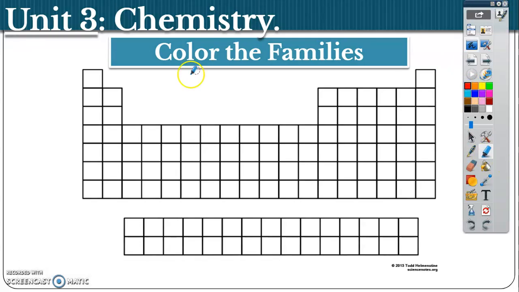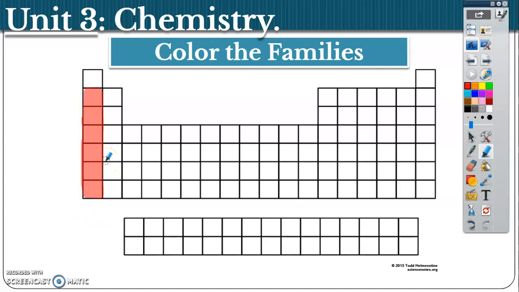Let's start with, I'm going to start with red. I'm going to start with the alkali metal family. So what we have on the left-hand side here, you're going to color this in. These are all our alkali metals. And what they have in common, you'll notice that we did skip this top element, hydrogen. Hydrogen is not part of the alkali metal family. So all of these here are metals.